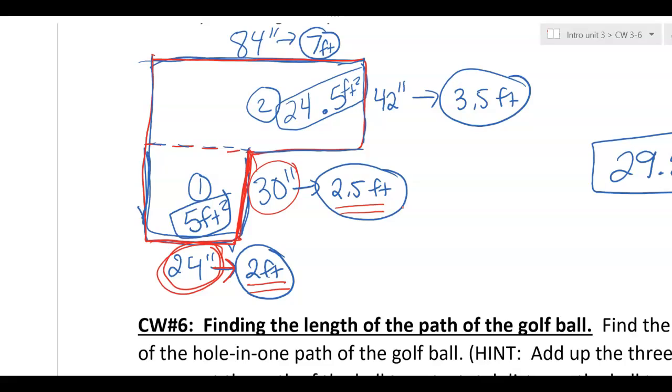Is that okay with everybody where we're getting these numbers from? Any questions on how I'm getting the numbers, the inches or the feet?